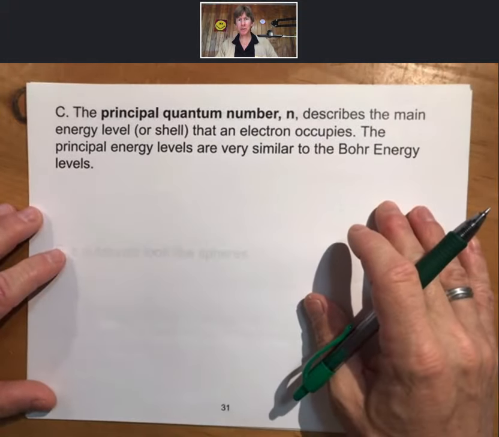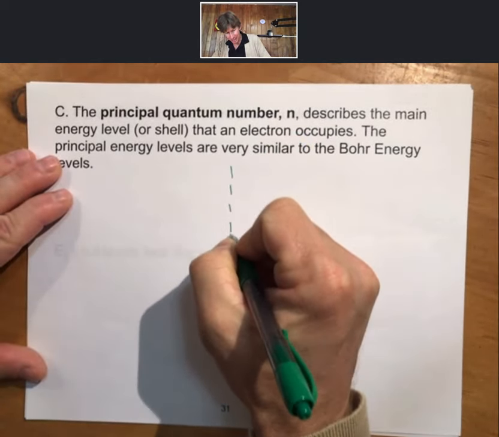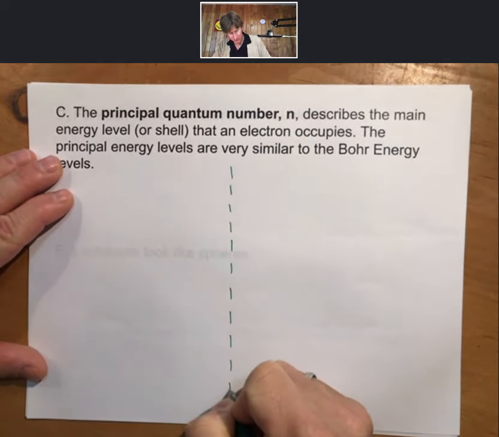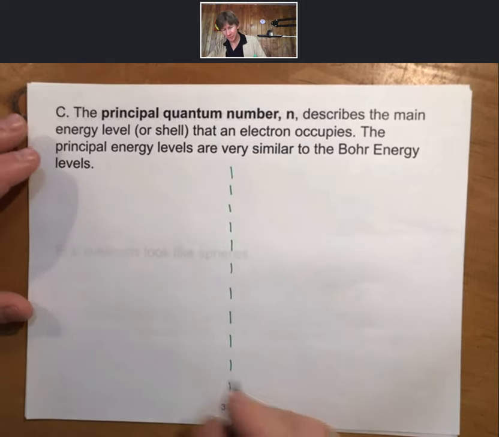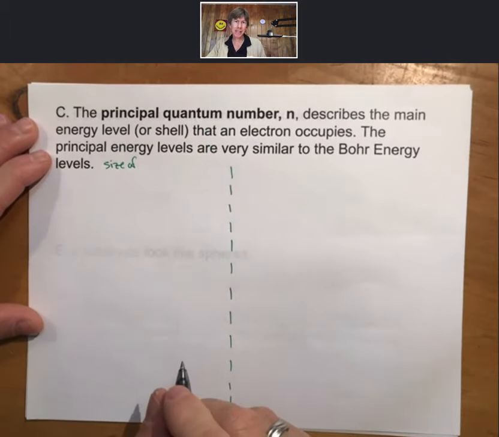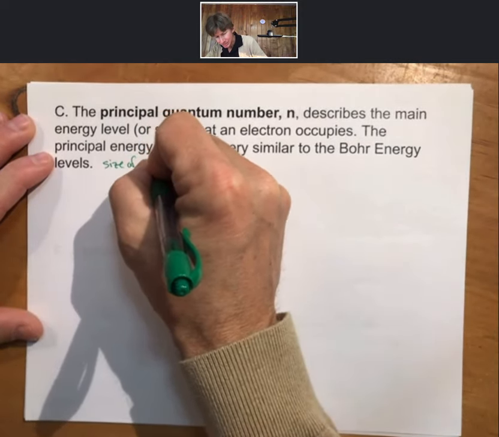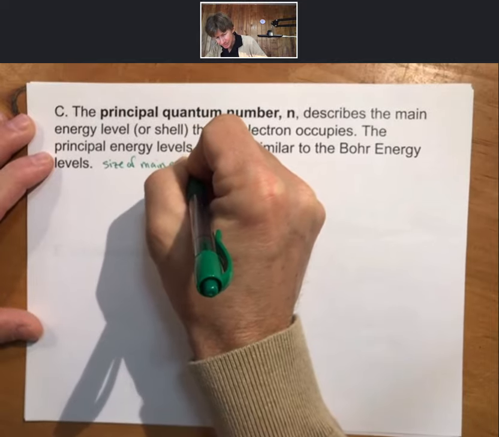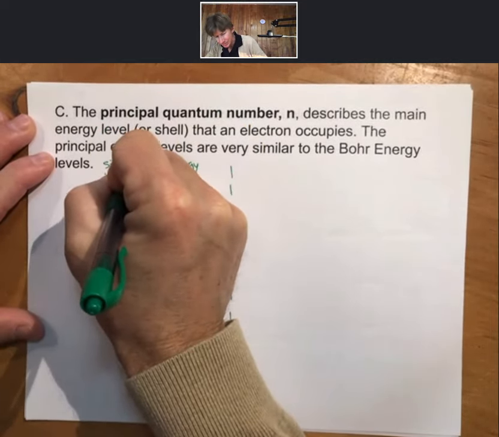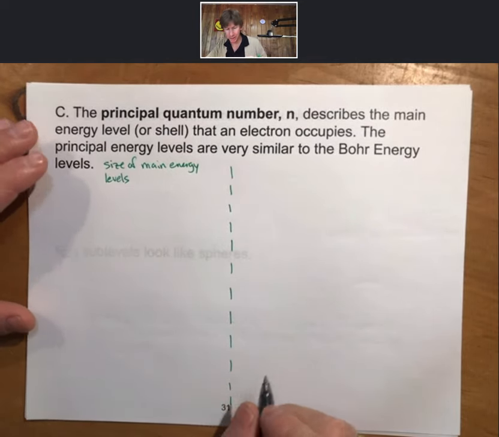Okay, so the principal quantum number n describes the main energy level or shell that an electron occupies. The principal energy levels are very similar to the Bohr energy levels, although we're going to talk about two different aspects of the principal energy levels. So I'm going to divide my page in half here. And first, I'm going to talk about the size of the principal energy levels, or the main energy levels. And the size of the main energy levels varies as n squared.